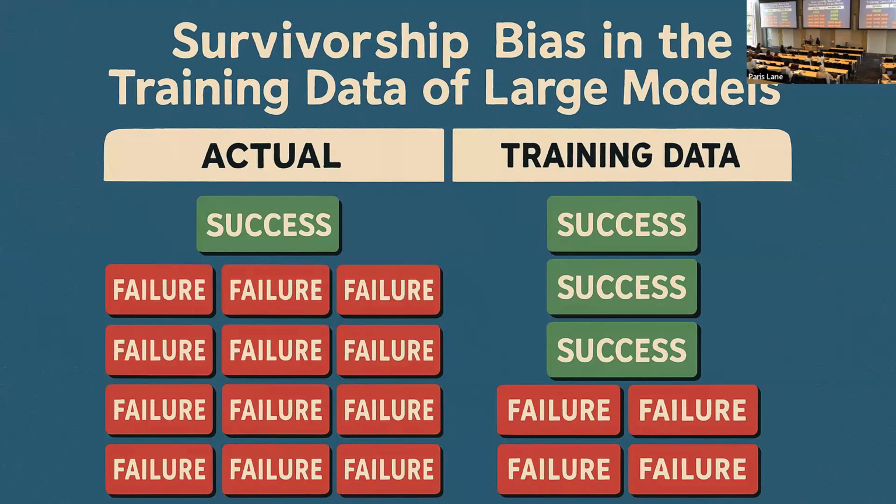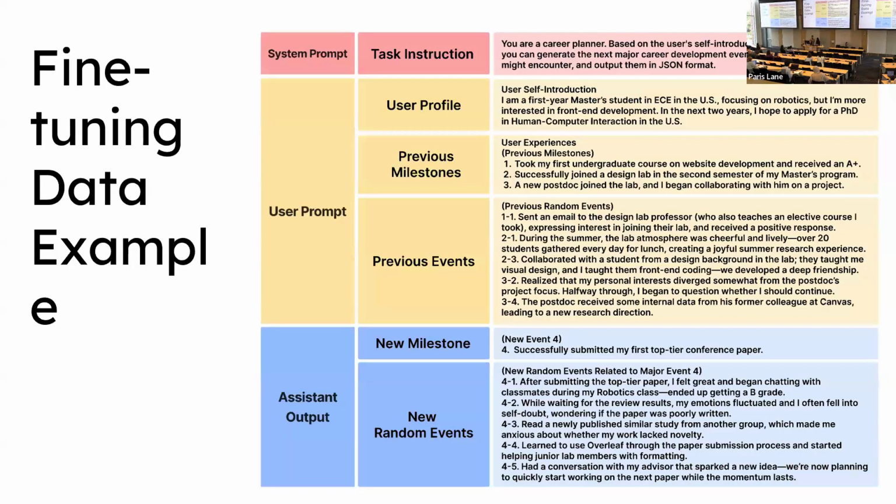So we are trying to fine tune the language models to make the success and failures more reflective of the real world. So just a very small portion of success and much more failures. So we are using real world experience. For example, this one is from when I did my master's degree like 7 years ago. And we use that to fine tune the large language model.